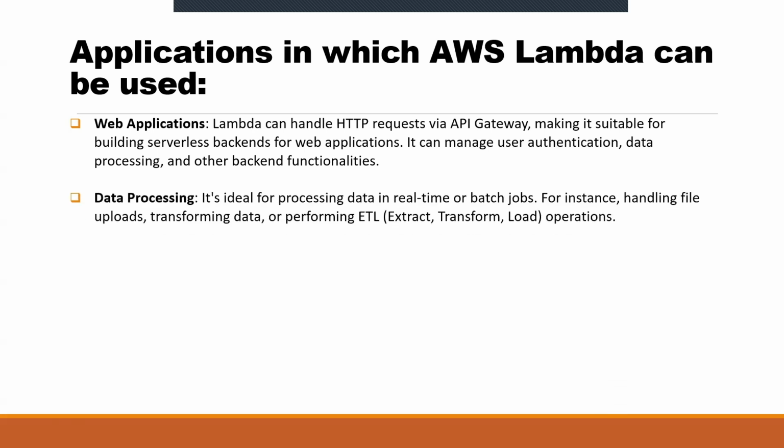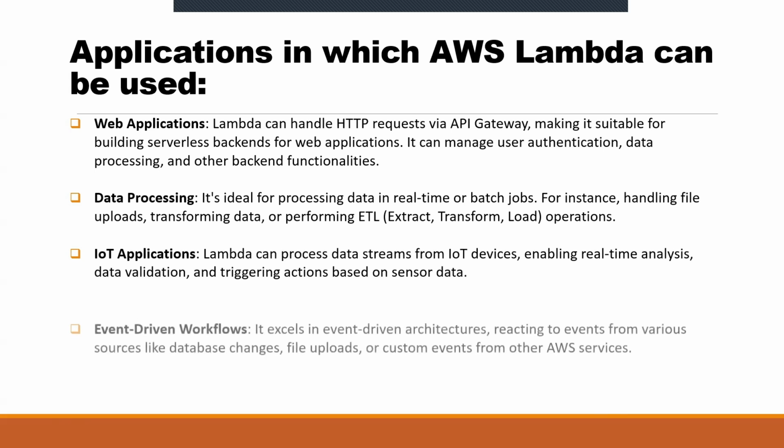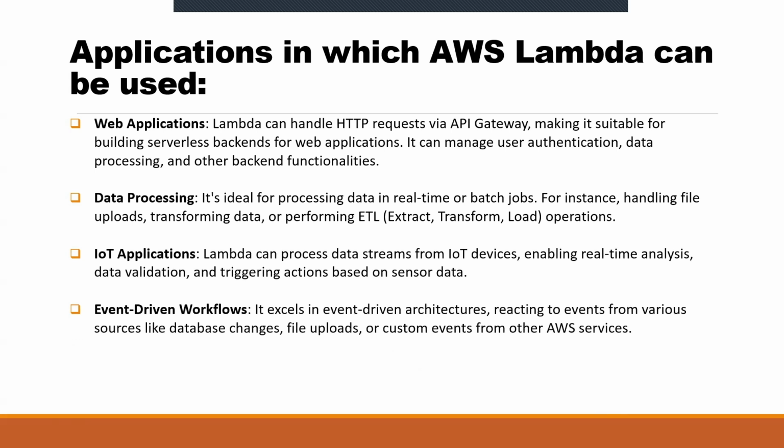Second is data processing. It's ideal for processing data in real time or batch jobs, for instance, handling file uploads, transforming data, or performing ETL (extract, transform, load) operations. Third is IoT applications. Lambda can process data streams from IoT devices, enabling real-time analysis, data validation, and triggering actions based on sensor data. Fourth one is event-driven workflows.